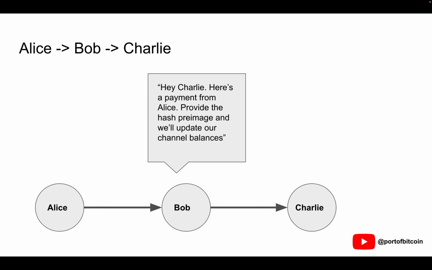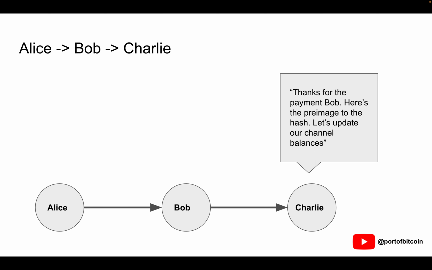So from Bob's perspective, this nets out as no difference because his balance has increased in the channel with Alice and it's decreased in the channel to Charlie. But Alice's balance in the channel with Bob is going to go down, and Charlie's balance in the channel with Bob is going to go up. So Alice has effectively reduced her balance and Charlie has increased his balance, and so it nets out as a payment from Alice to Charlie.